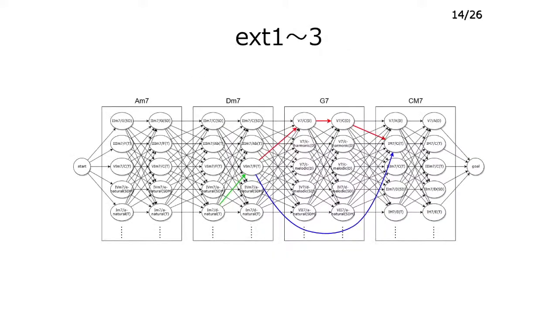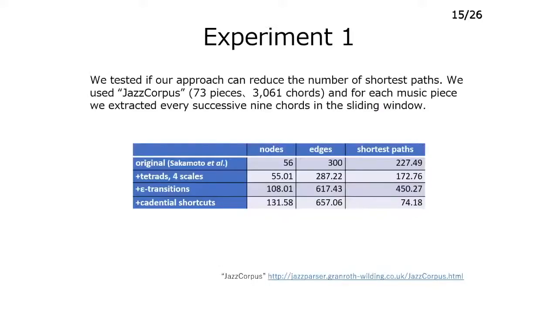The resulting graph looks like this. We added only one cadential shortcut here, but of course there should be many. Although the graphs become larger and more complex, the proposed extensions are expected to reduce the number of the shortest paths. So we checked if our approach really works.